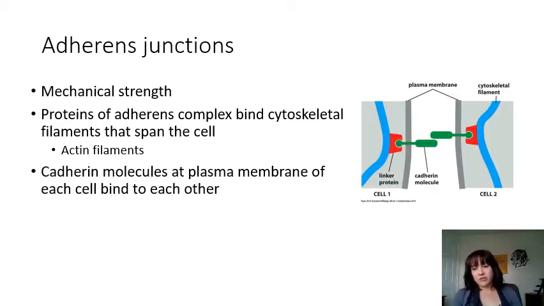And in this example, you can see two cells in gray. They're interacting by an adherens junction. You know it's an adherens junction because the proteins that are sticking out that are interacting are cadherin molecules. And on the other side, inside of the cell, the cadherin molecules are interacting with the cytoskeleton. Most of the time, the cytoskeleton protein is going to be actin.